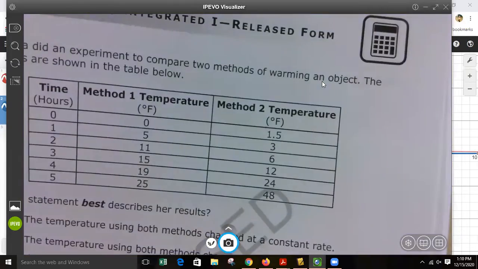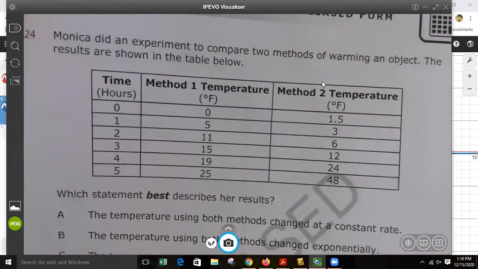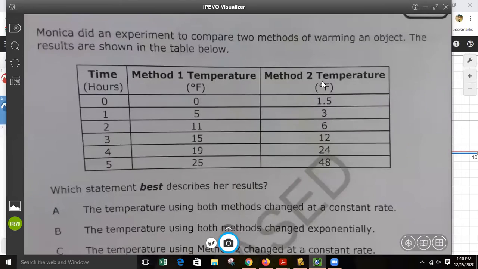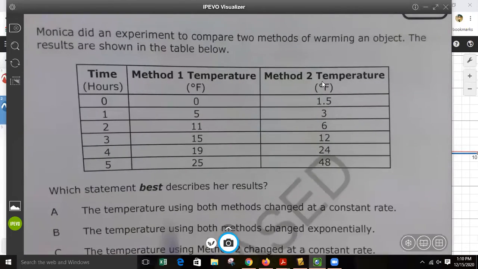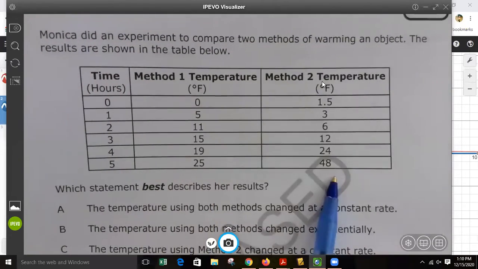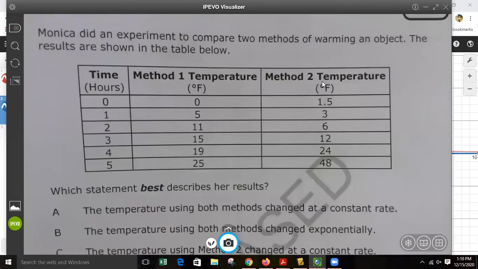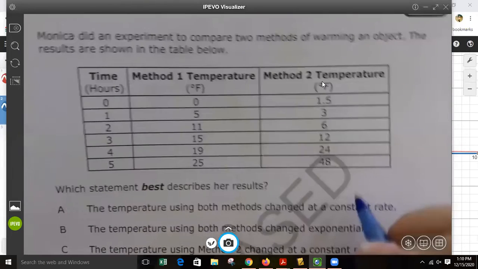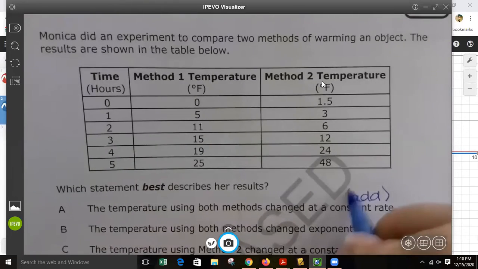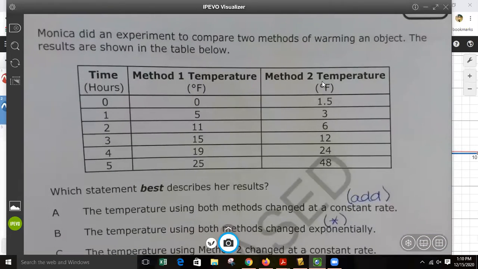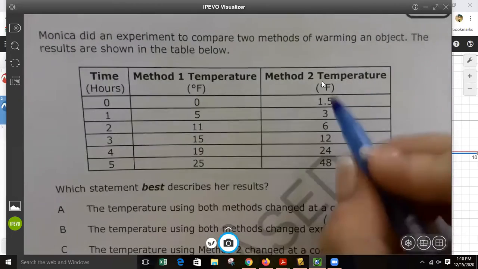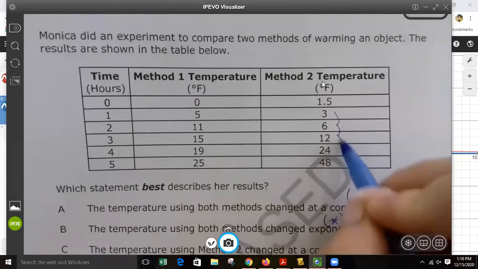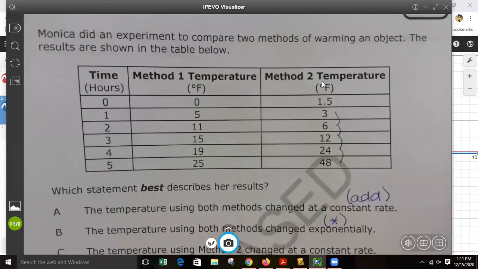All right, look at this one real fast. Monica did an experiment to compare two methods of warming an object. The results are shown in the table below. So this is the first method and this is the second method. So it asked about changing at a constant rate or exponentially. Remember, constant rate means that you add, and exponentially means that you multiply. The one that I want to point out is method 2. How do I get from 3 to 6, 6 to 12, 12 to 24, 24 to 48? What's happening there each time?